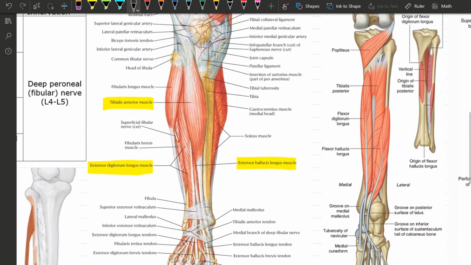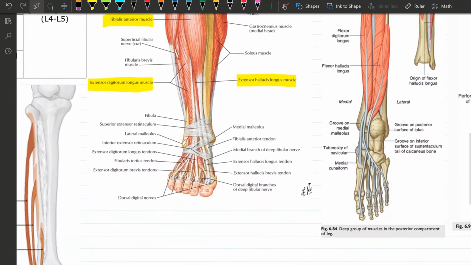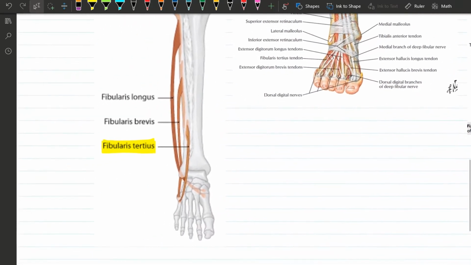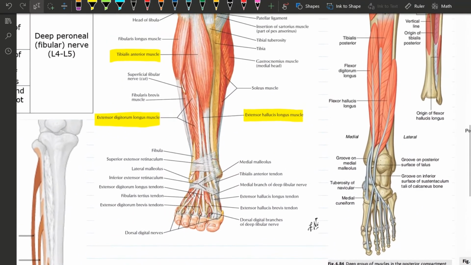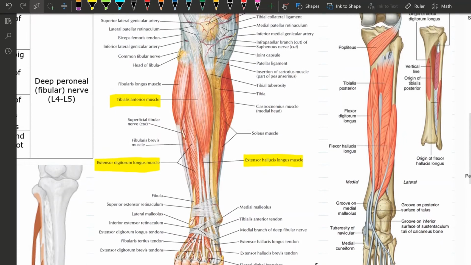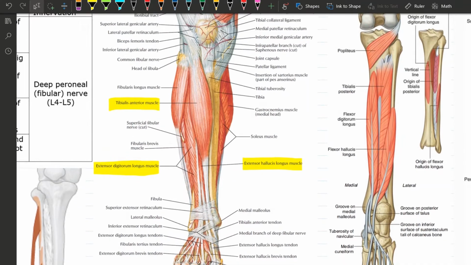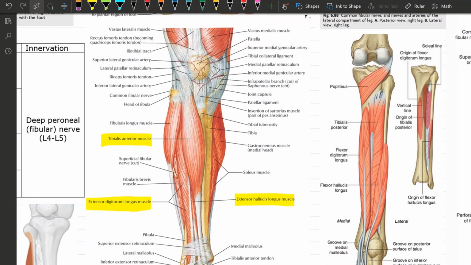Okay, so the anterior compartment of the leg is composed of the tibialis anterior, extensor hallucis longus, extensor digitorum longus, and the fibularis tertius, which is found in this image right here. So I'm going to be discussing their origin, insertion, action, and innervation. Let's get started with the tibialis anterior.